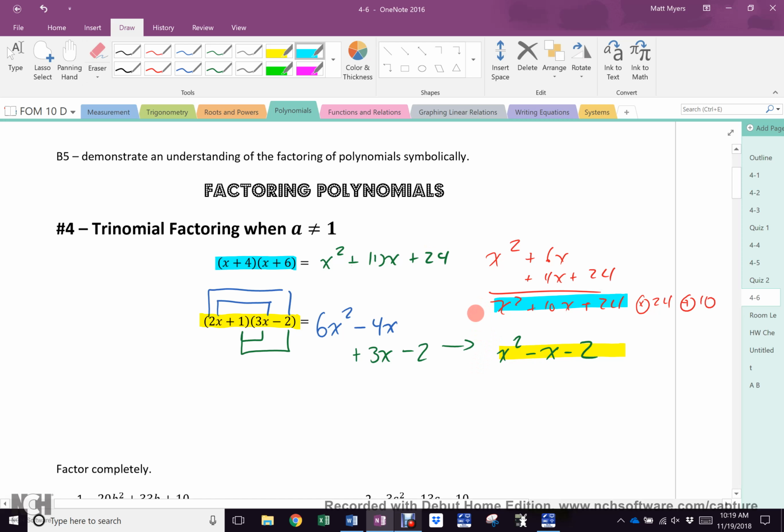If there was no 6 there, what would you need to do to factor this? You would need numbers that multiply to negative 2 and add to negative 1. Right? If there was no 6 there. But there is a 6 there.